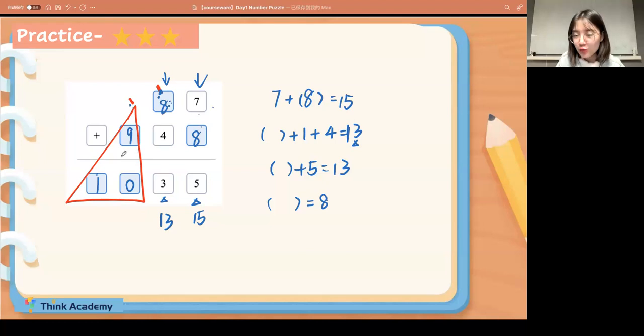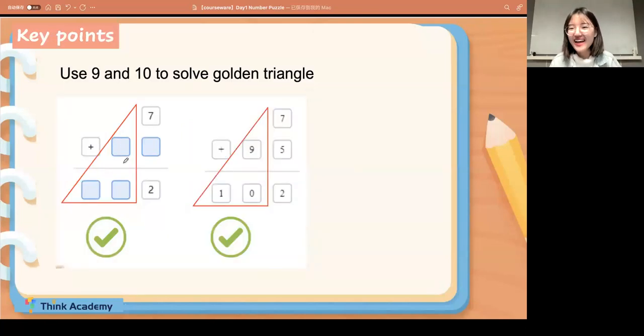So actually with the golden triangle, we can solve out the question faster and easier. So that's the magic method we learned today. Okay, thank you, Jessie. Thank you, Cheryl. Yes, double check and the golden triangle. Brilliant. Okay, so we can use the 9 and 10, actually 9, 1, 0 to solve out the golden triangle. And please remember, for golden triangle, there is only one number above the line. It's here. And there will be one extra digit beneath the line.